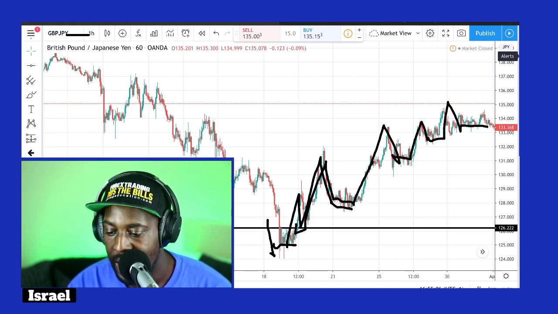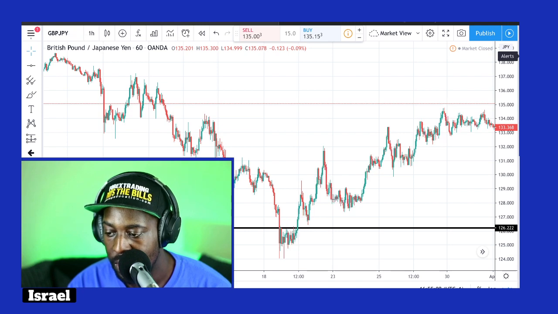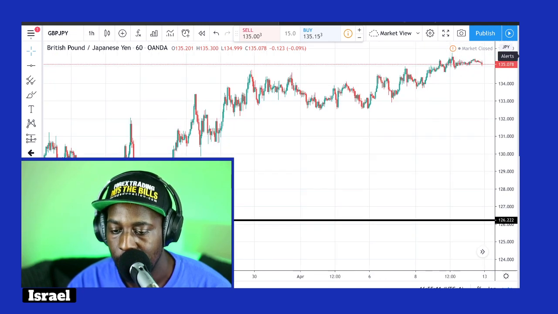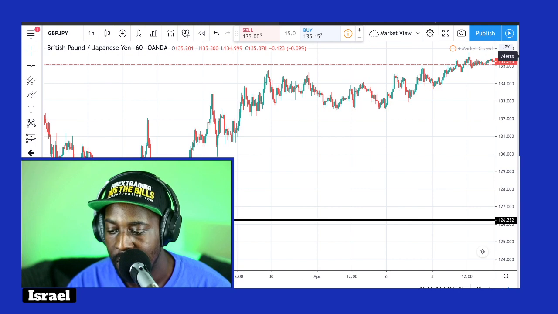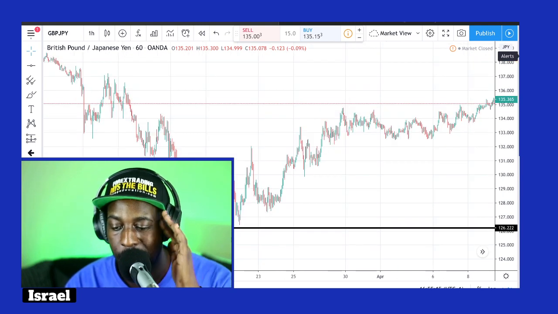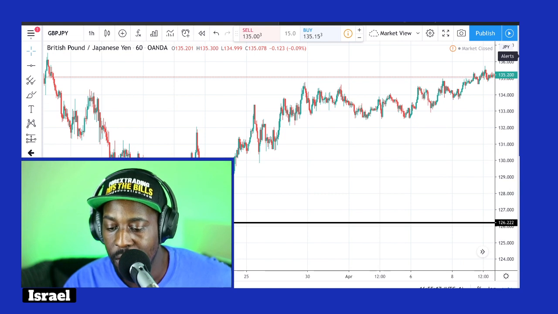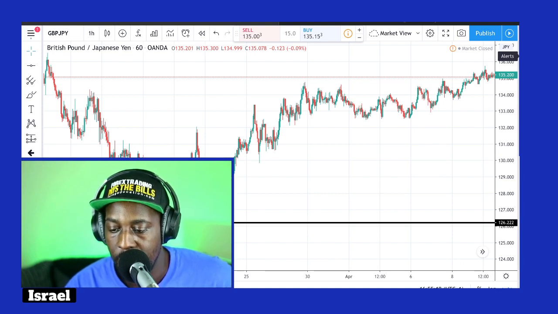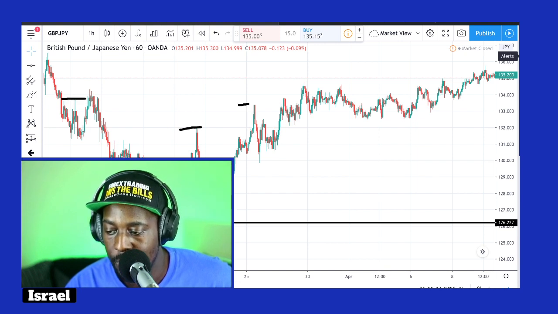So we've got a lot of this activity going on here. Sideways, sideways, sideways, sideways, gradually moving up. So when you think about what's actually happening here, what was price doing as it's moving up? Knocking out these previous highs, right?